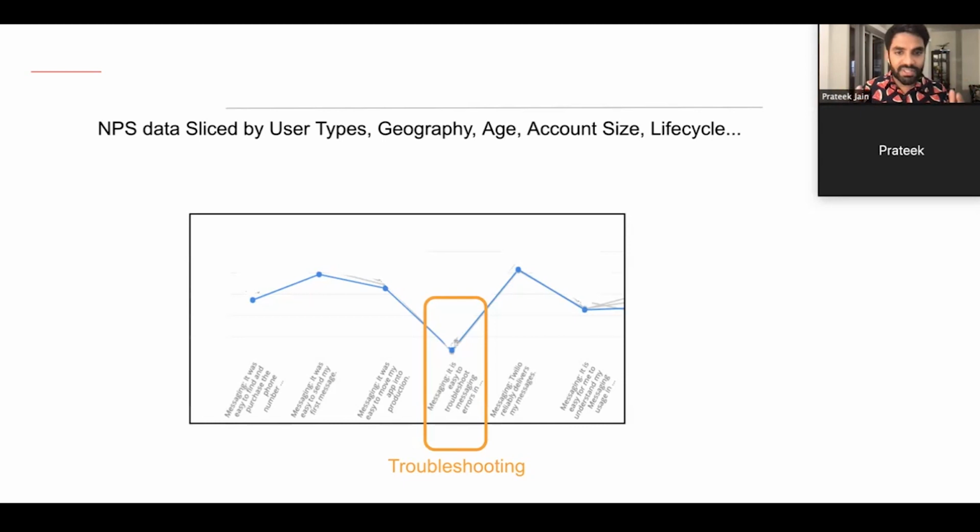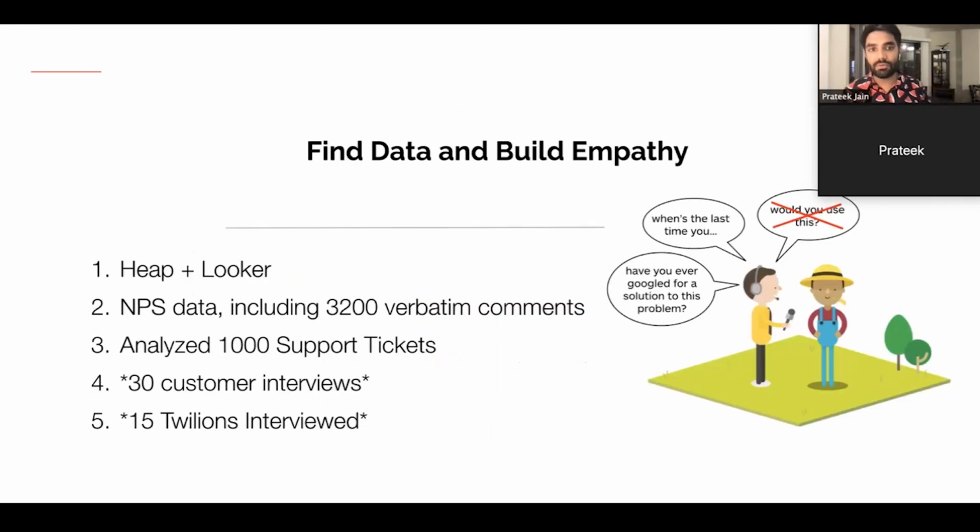What do you mean by troubleshooting is not easy? And the words we found were very interesting. To go find the words that customers use and to go find the data to support this hypothesis that we can fix this troubleshooting problem, I looked at all of our analytics in Heap, where we store our console experience analytics, on Looker. I went and read 3,000 plus verbatim comments from the NPS data. We get 1,000 plus support tickets each month. I took 1,000 as a sample set and read them all.